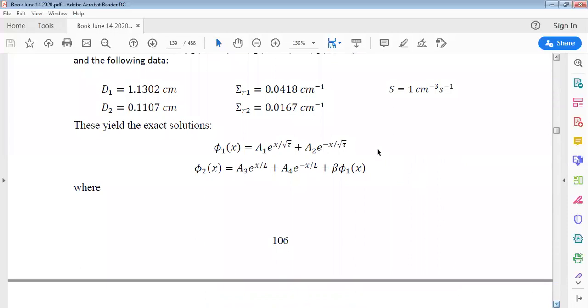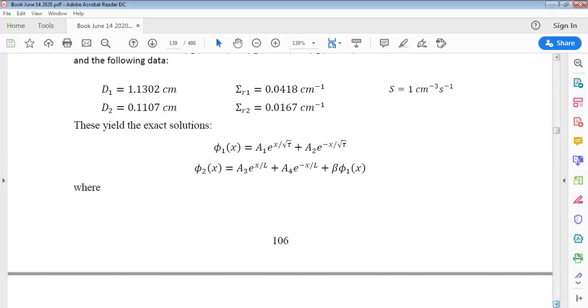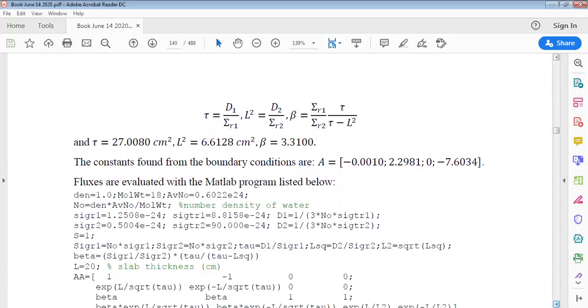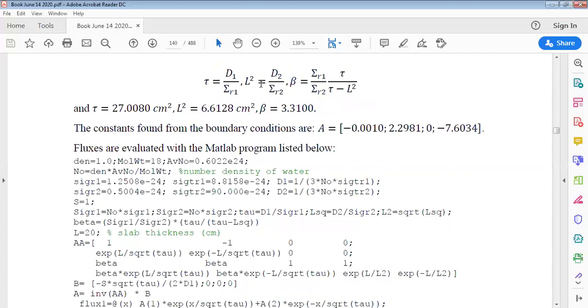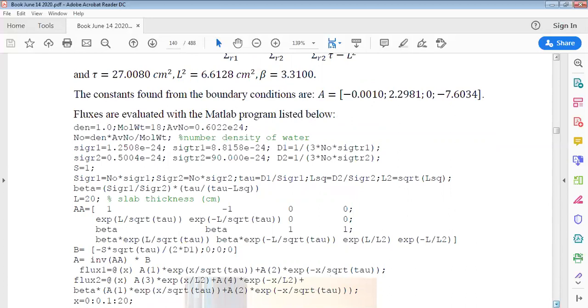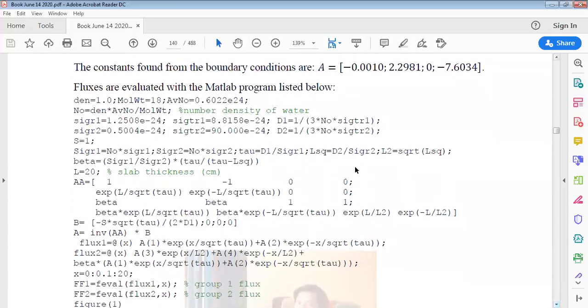The exact solutions are given here in terms of the exponentials for unknown coefficients, which we find through the boundary conditions. The neutron age tau, the diffusion length L, and the value of the coupling between phi 1 and phi 2. So as I said, this is the MATLAB program that solves this equation. The density of water is taken to be 1. Molecular weight is 18, Avogadro number. You find the number density of water molecules, the removal microscopic cross-section, removal transport cross-section, the diffusion coefficient, the source strength, the microscopic cross-sections, L square, and tau.